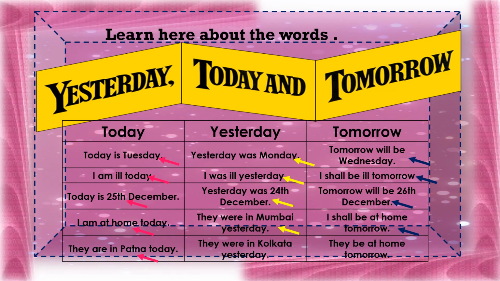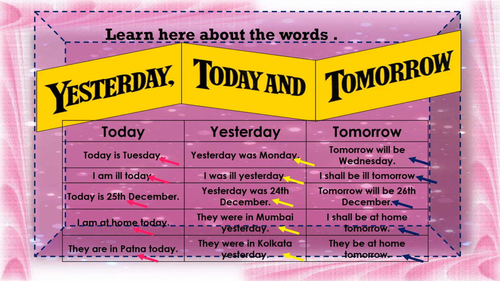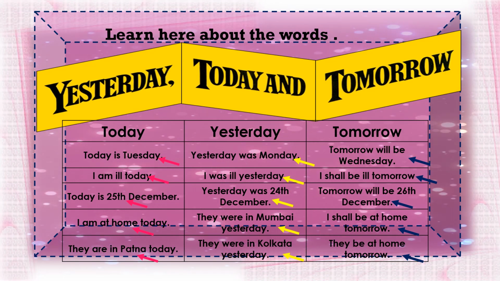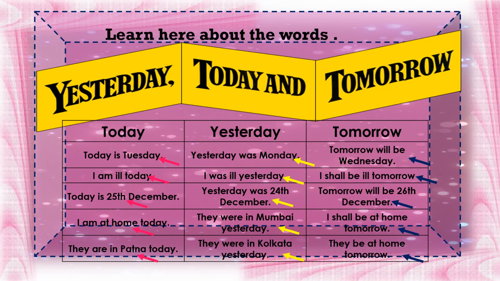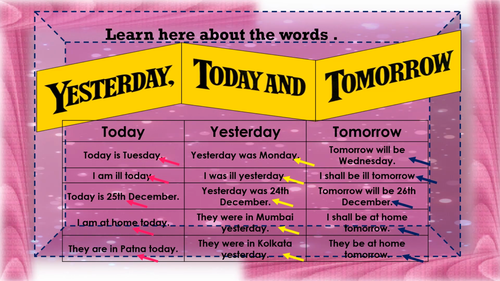They are in Patna today. They were in Kolkata yesterday. They will be at home tomorrow. So what we are doing for today, it is present, that we are talking about the present day. For yesterday, we are talking about the past day which already had gone, and tomorrow, that is future, which is going to be there the next day.